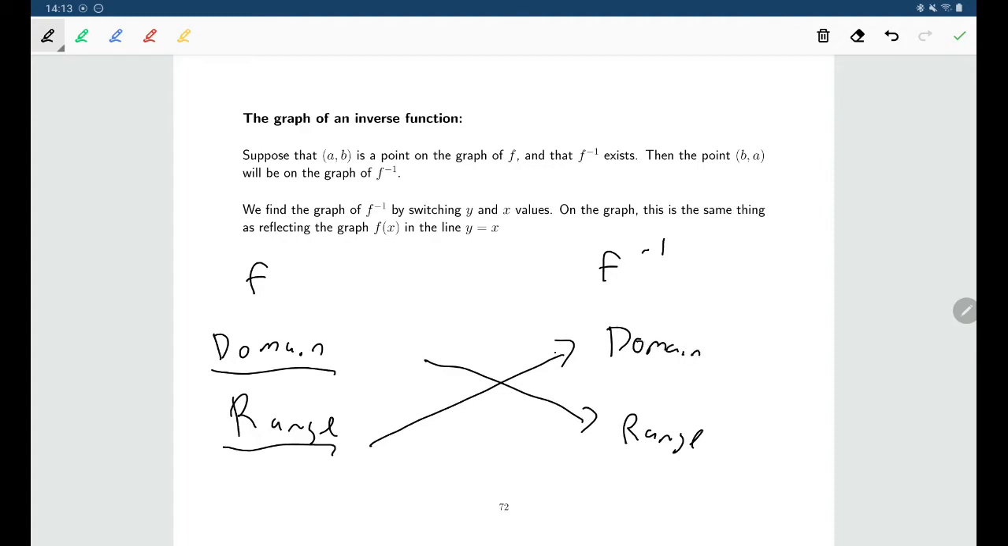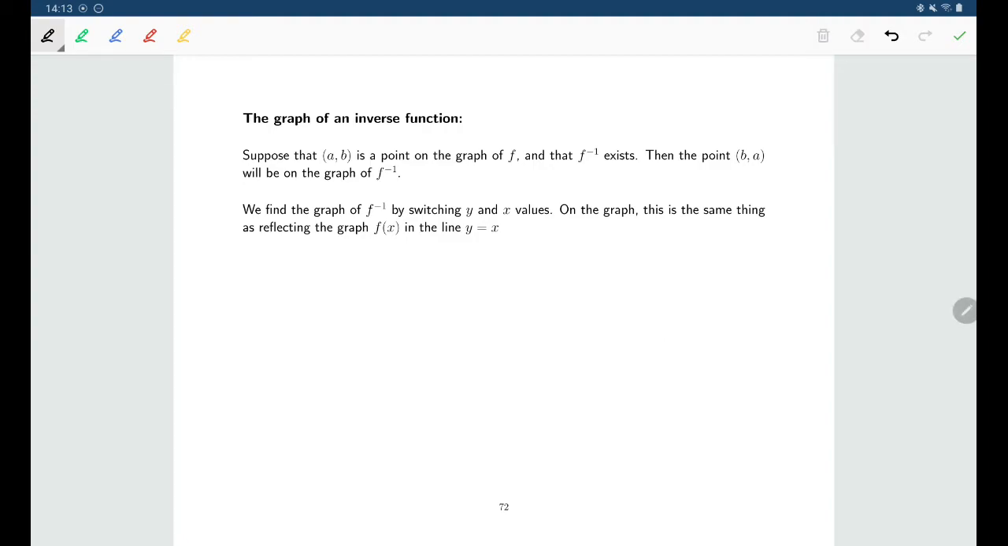So again, everything is being switched. Whatever was an x thing for f will now be a y thing for f inverse. Whatever is an x property for f will be now a y property for f inverse. So that also means things like asymptotes switch. If f has a vertical asymptote x equals some number, then that means f inverse will have a horizontal asymptote of y equals whatever that number is.